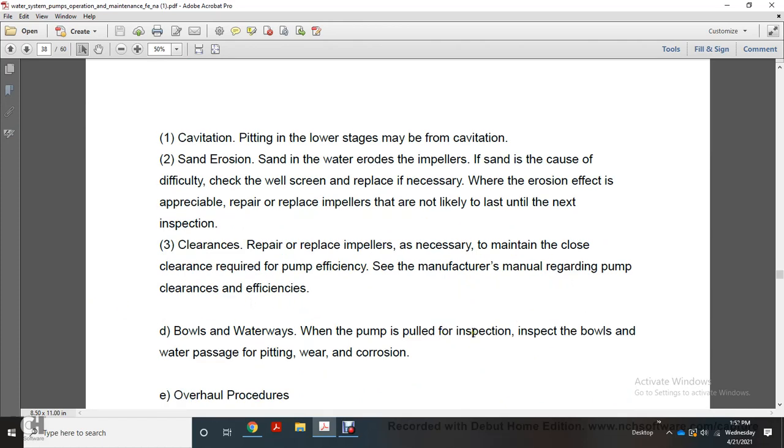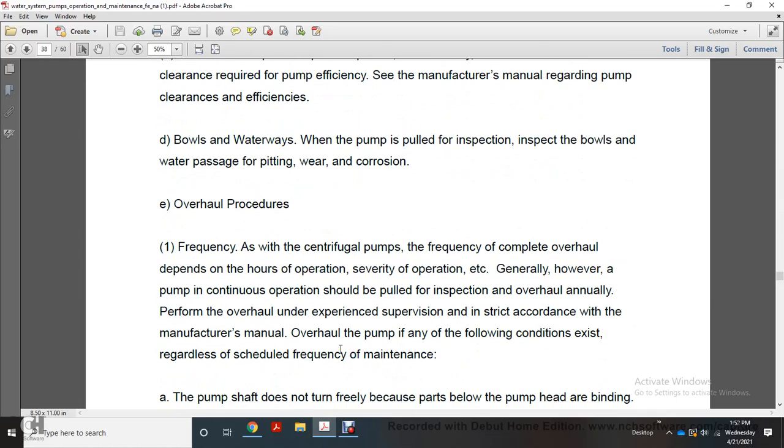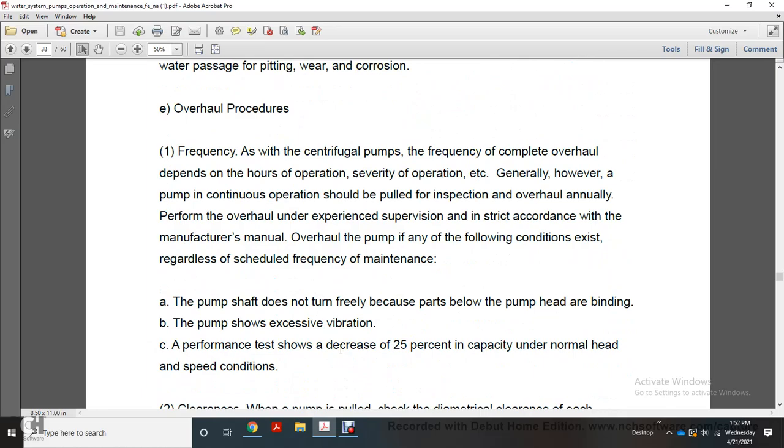Bowls and waterways. When the pump is pulled for inspection, inspect bowls and water passages for pitting, wear, and corrosion. Overhaul procedures: the frequency of the complete overhaul of centrifugal pumps depends on the hours of operation and severity of the operation in general. However, a pump with continuous operation should be pulled for inspection and overhaul annually. Perform the overhaul under experienced supervision in accordance with the manufacturer's manual.